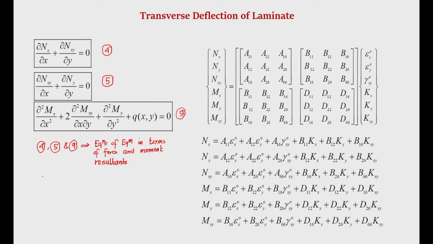Now, using the force deformation relation from classical lamination theory, where the force resultants and moment resultants are related to the mid surface strains and curvatures by the ABBD matrix, as this. Say this is our equation number 10. If we expand this, we could write the force and moment resultants in terms of the mid surface strains and curvatures and the elements of the ABBD matrix as shown here.